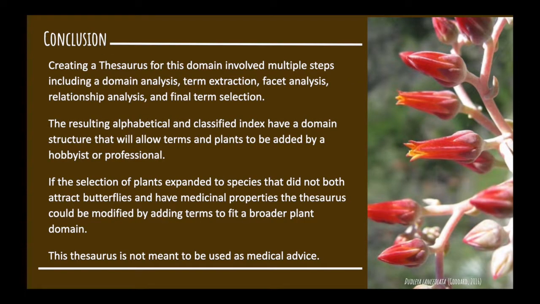Creating our thesaurus involved multiple steps, including domain analysis, term extraction, facet analysis, relationship analysis, and final term selection. The resulting alphabetical and classified indices have a domain structure that will allow terms and plants to be added by either a hobbyist or a professional in the future. If the selection of plants expanded to species that did not both attract butterflies and have medicinal properties, then the thesaurus could be modified by adding additional terms to fit a broader plant domain.